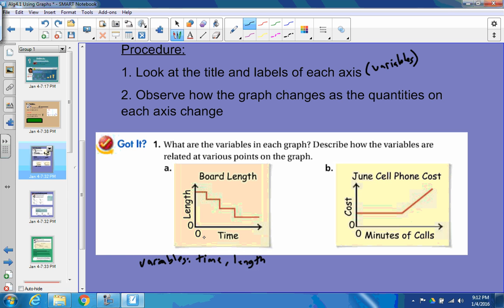Because we're given time and length right there. If I were to describe how the variables are related at various points on the graph, I would say as time goes on, there are moments where the length of the board stays the same, and then it looks like we cut off a chunk. Every time we have right there, right there, right there, the board length is getting smaller. Just right away, no time is taking, it's just going smaller. So it looks like at those three spots, I would have to say that the board is probably being cut.